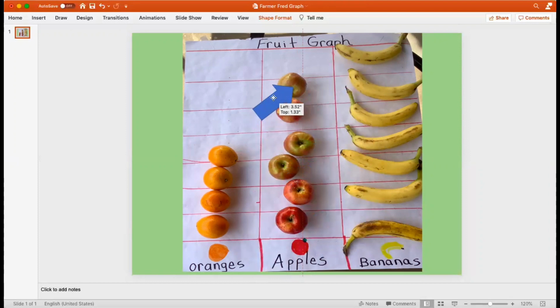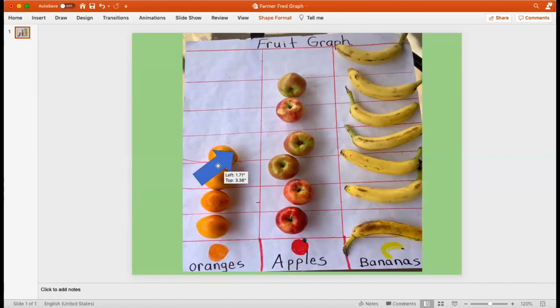I'm also able to compare the oranges to the amount of apples. I noticed that the orange column stops here, and the apple column goes past the oranges column. That tells me that there are fewer oranges than apples. The orange column is shorter than the apple column. So there are less oranges.